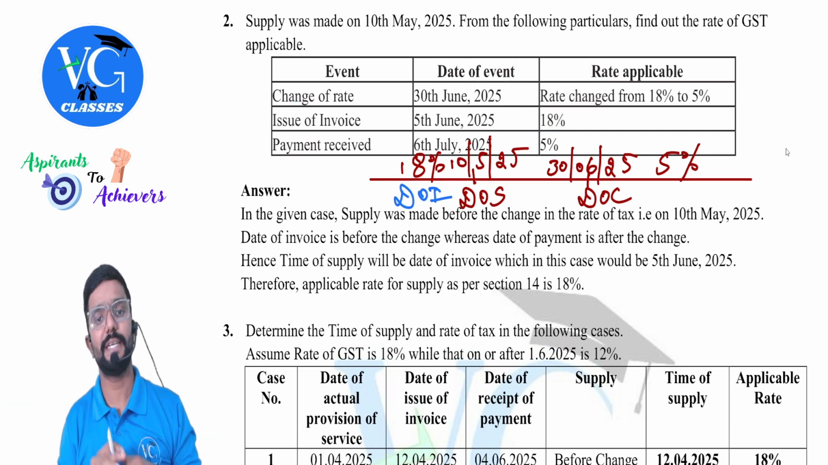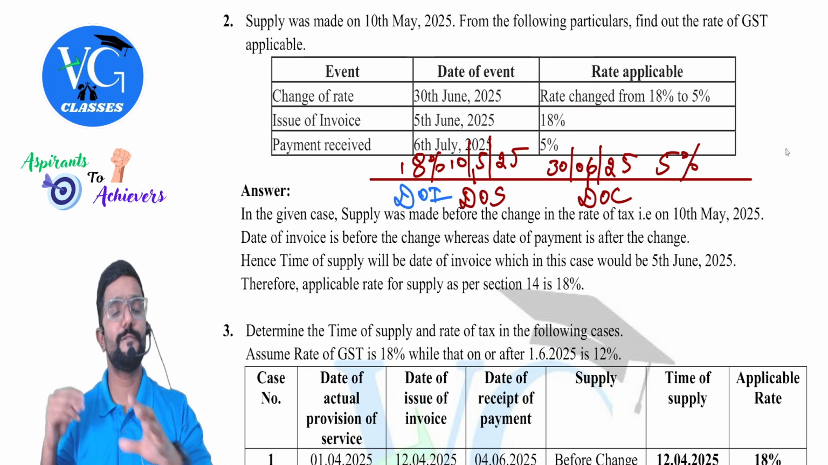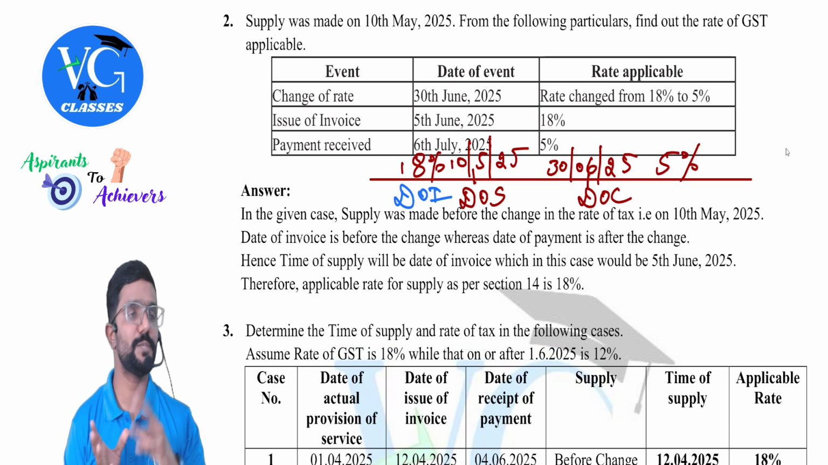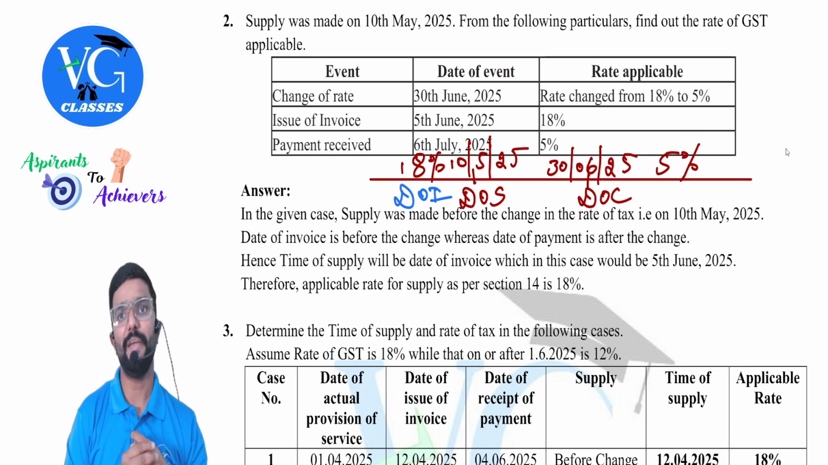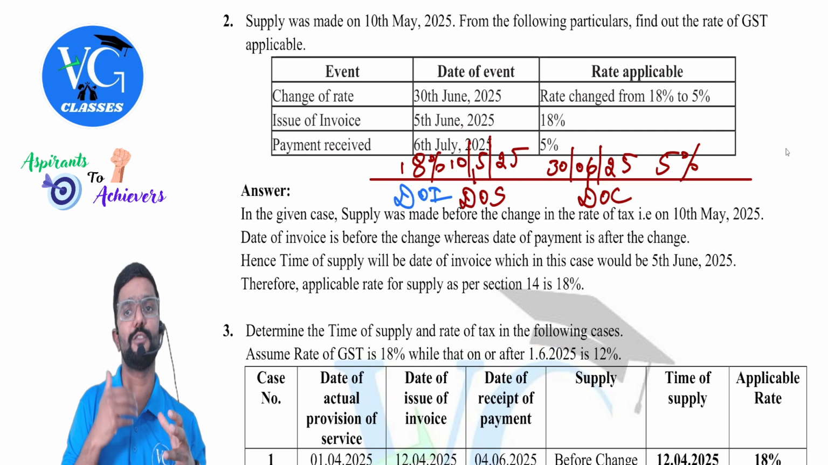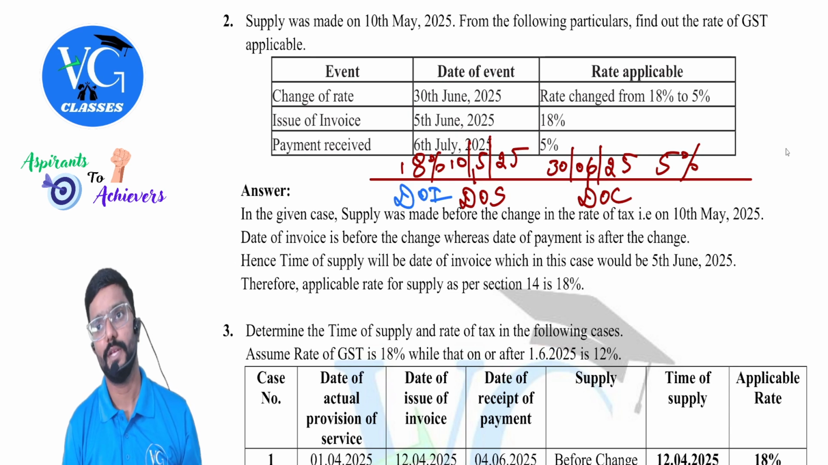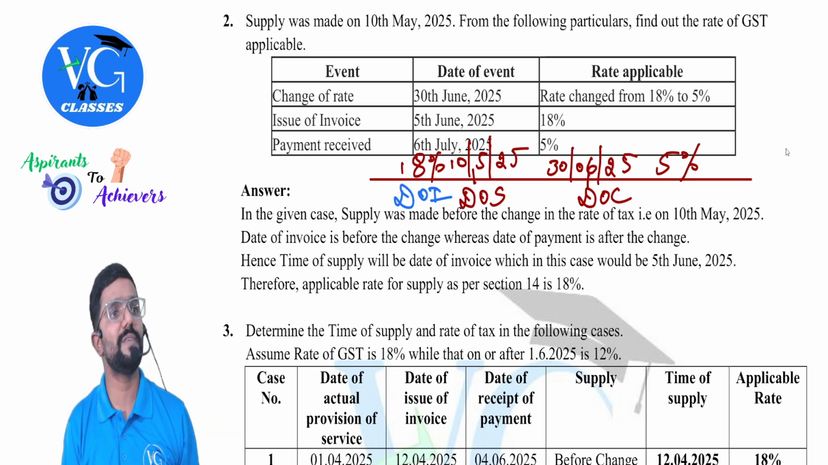If you want, you can write that timeline also. Date of change is 30th June, whereas date of supply is 10th May, which is before. When supply is before, we will always look for whether invoice date or payment date is before. If both are after, we will take whichever is earlier.